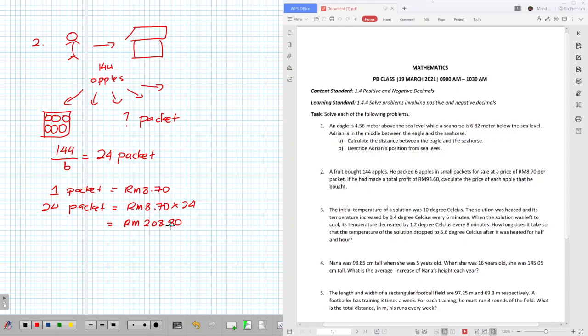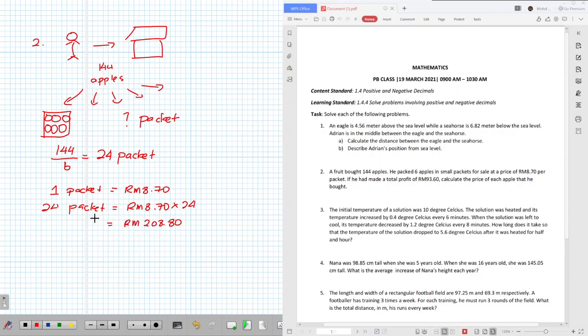So this is the sentence: if he made a total profit of 93 ringgit 60 cent, calculate the price of each apple that he bought. So we can see he sells the 24 packets for a total of 208 ringgit 80 cent, and then he said that he made a profit of 93 ringgit 60 cent. So now we want to know the actual price for the apple.